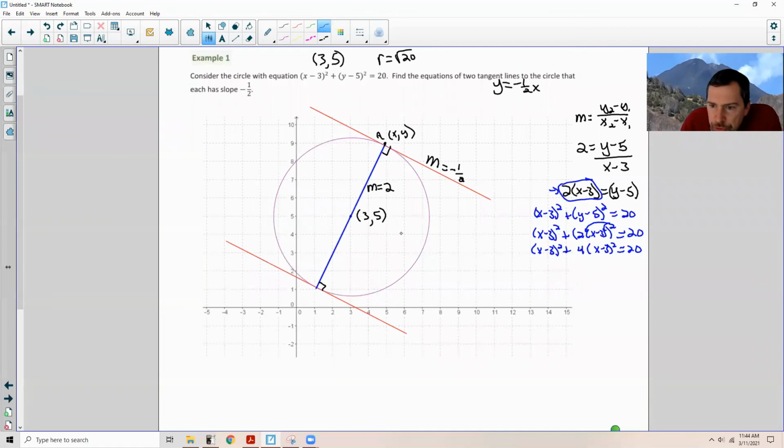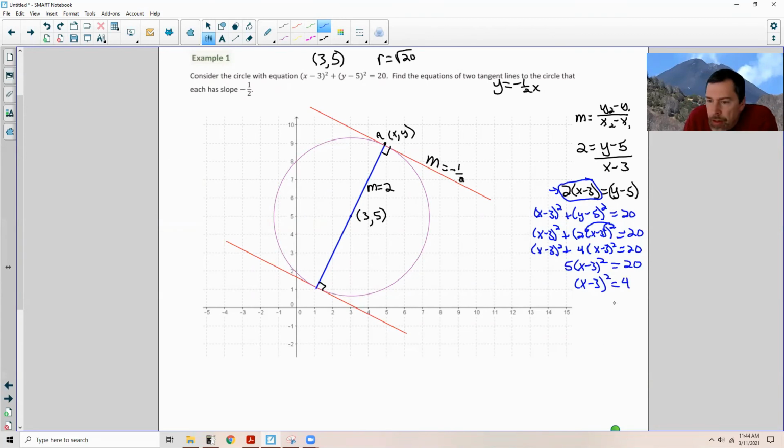Okay, at this point, there's two things I could do. I could distribute again and say it's (x minus 3) squared times (1 plus 4). But instead of that, I'm just going to say, well, (x minus 3) squared, there's one of them. 1(x minus 3) squared plus 4(x minus 3) squared would equal 5(x minus 3) squared. I hope that's less confusing than distributing or factoring. Okay, so then I'm going to divide both sides by 5, and I get (x minus 3) squared equals 4.